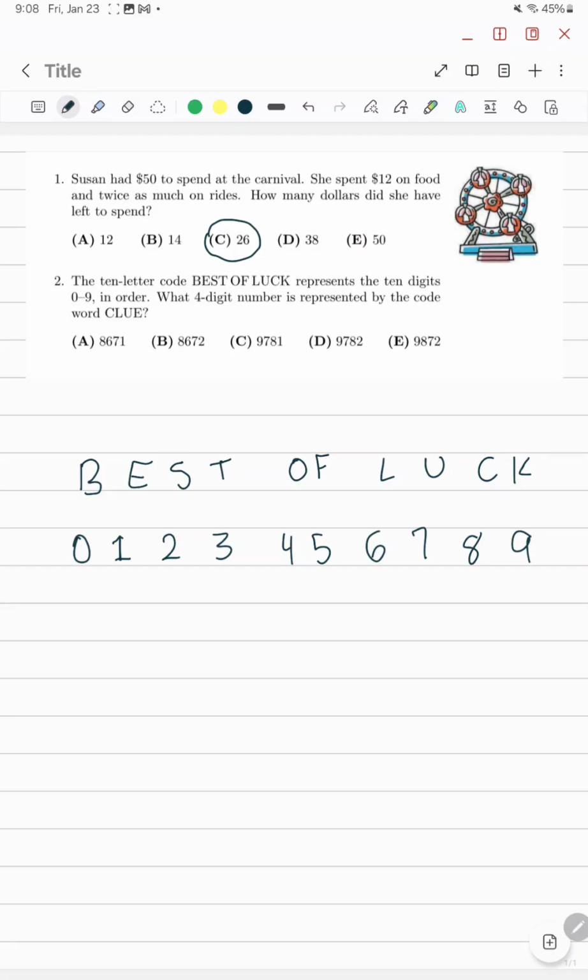So the question is asking us what 4-digit number is represented by the code word CLUE. So we've got the word CLUE right here, and the first thing is to decipher the first letter, which is C. And if you notice at the answer choices, it's only going to be either 8 or 9. So if we decipher this first, then many of our answers will get eliminated quickly. So let's look at what C is. Well, if we do our code here, we see that C is equal to 8. That means it's one of those choices. And we can write 8 down here.